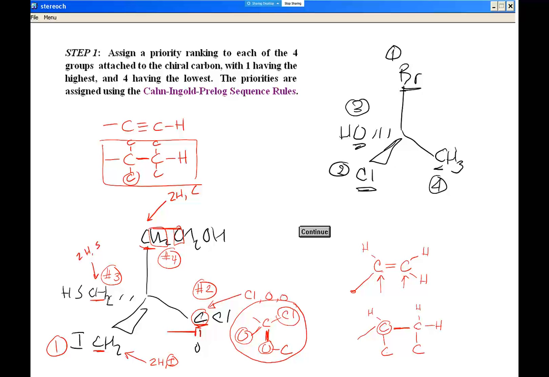This is step one. But step one is assigning 1, 2, 3, 4 priorities to the four groups. What happens if two groups are tied? And I can't break the tie. Then that means two groups are the same. And if you have two groups that are the same, you can't have a chiral center.